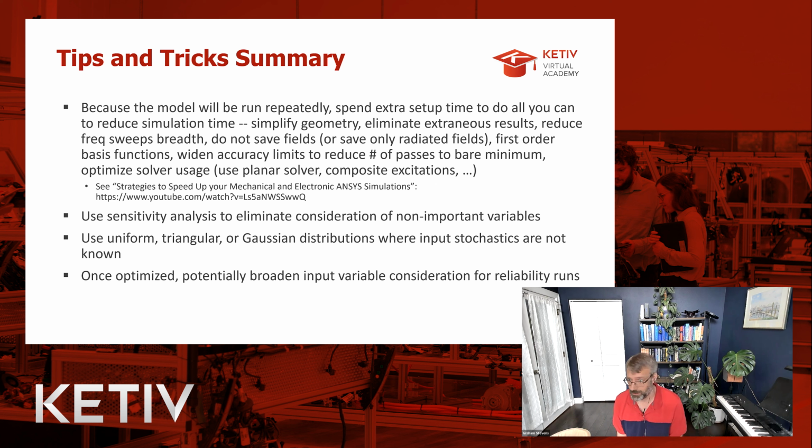That could be simplifying the geometry, as I showed earlier, eliminating the extraneous results, reducing the frequency sweep breadth, maybe only having one frequency point as opposed to a whole host of them. Don't save the fields, or save only radiated fields, change to first order basis functions. You can also widen the accuracy results. So instead of 0.02, maybe go to 0.05, depending on the balance of how accurate I need to be versus what I'm looking for. That reduces the number of passes to the bare minimum, which of course impacts your total time.